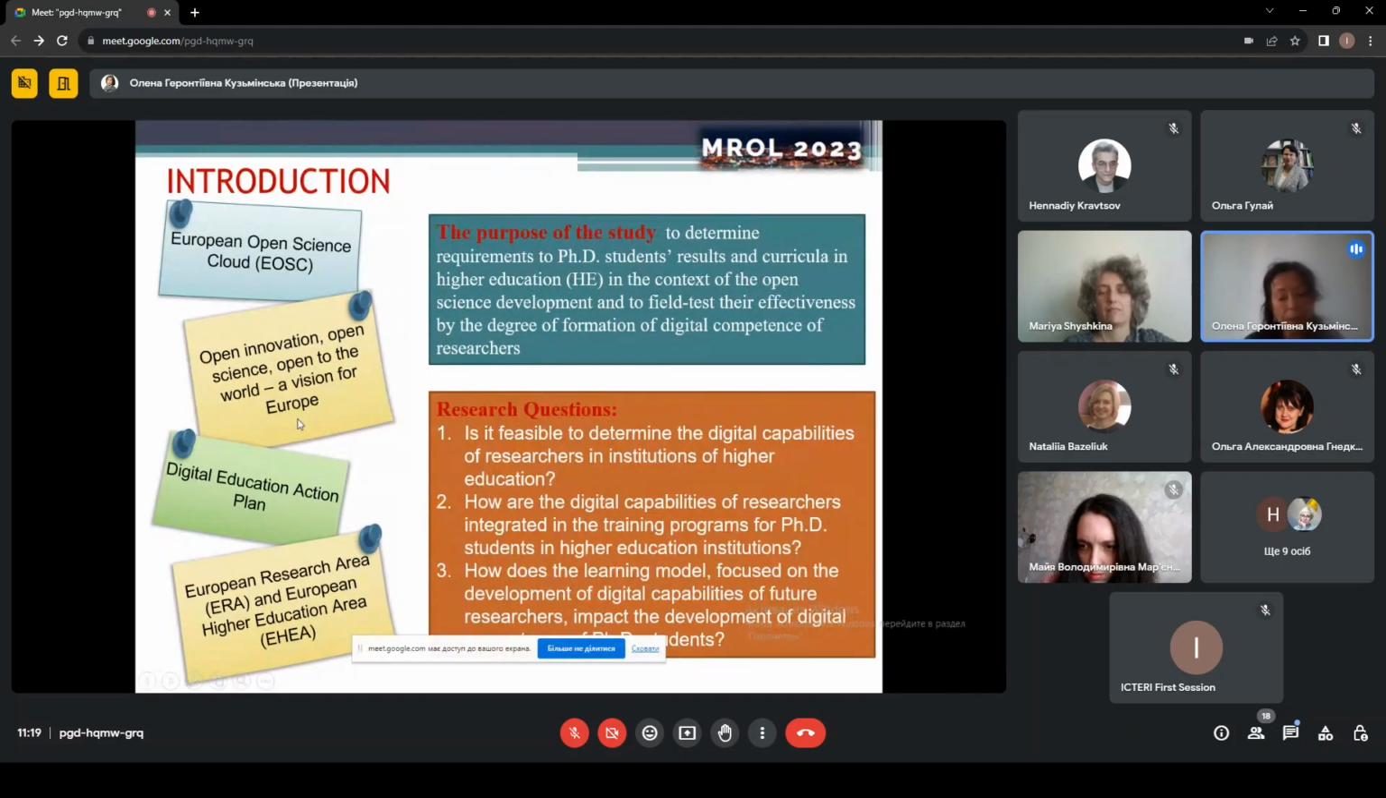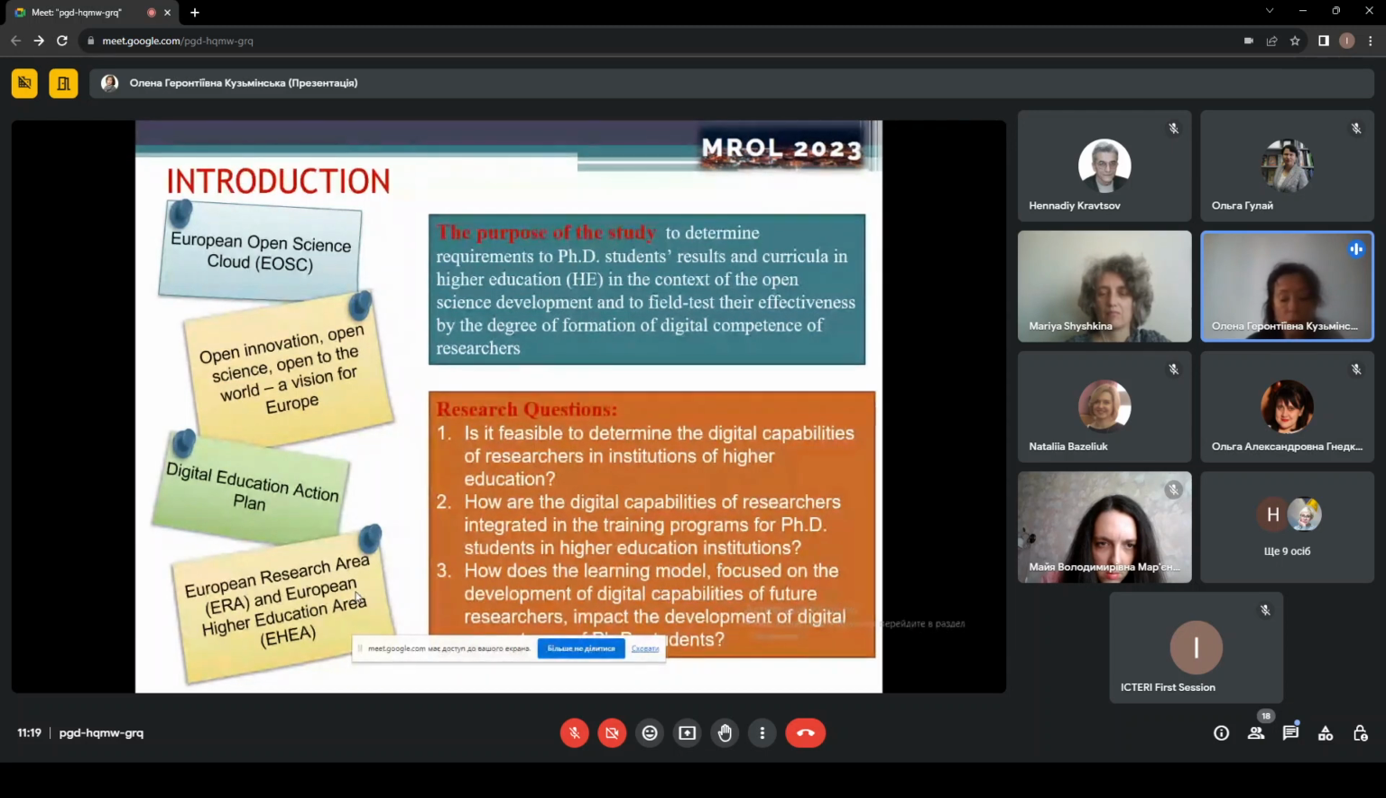And in this context, especially analyzing the European research area documents and European higher education area, it's important to emphasize the role of two agents. Future researchers who have a high degree of readiness for effective implementation of the conditions of digital open science, and a university that meets the requirements of the European research area and the European higher education area. Among other aspects, this involves a change in the learning model.